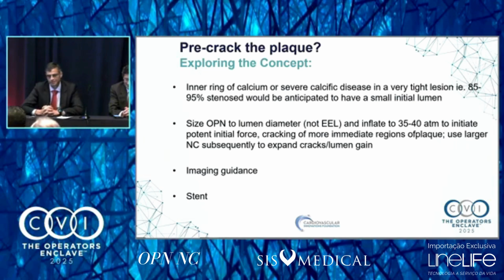This concept involves sizing the OPN to the lumen diameter, not to the EEL, and inflating to 35 to 40 atmospheres, maybe occasionally even more than that, to provide a potent initial force to the vessel wall, cracking those more immediate regions of the plaque, and then subsequently using larger NC balloons to further expand the cracks that have been generated and to get your lumen gain. This is ideally done under the use of imaging guidance, and then, of course, you proceed ultimately with placement of your stent.